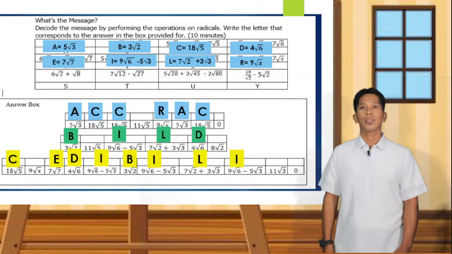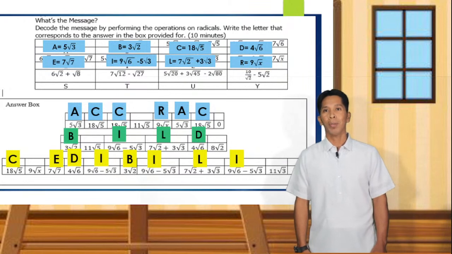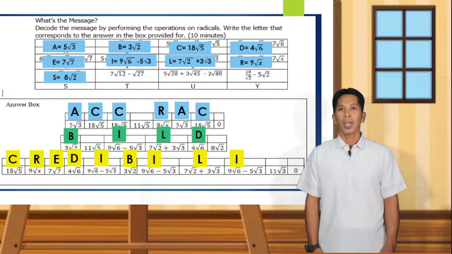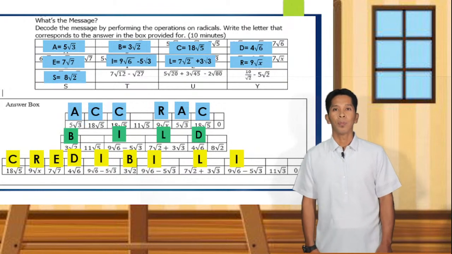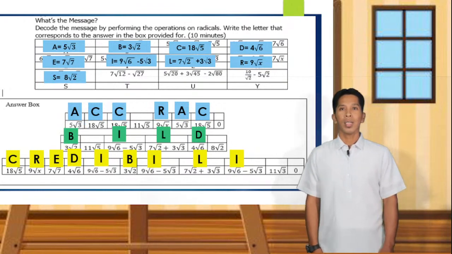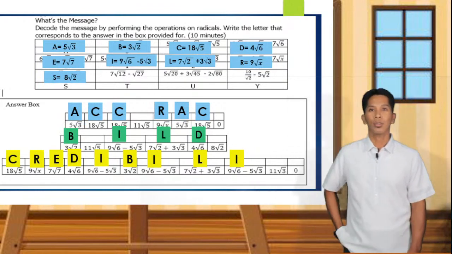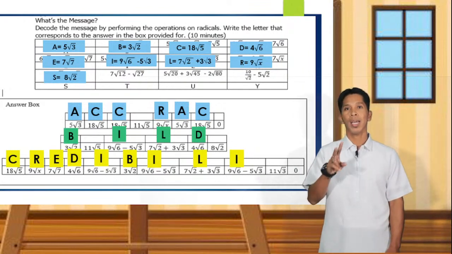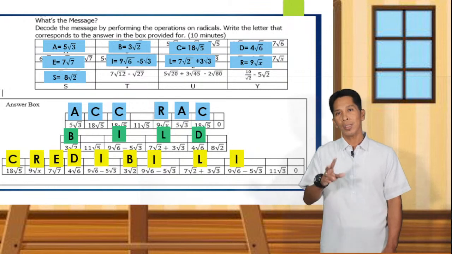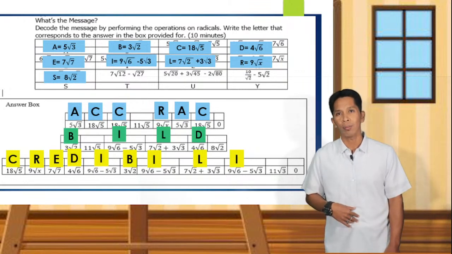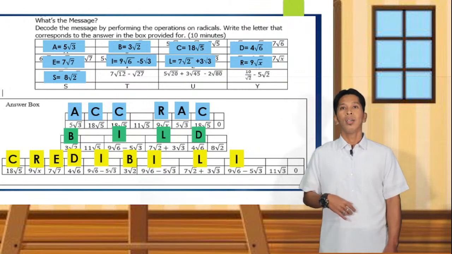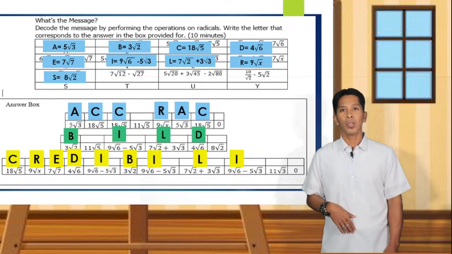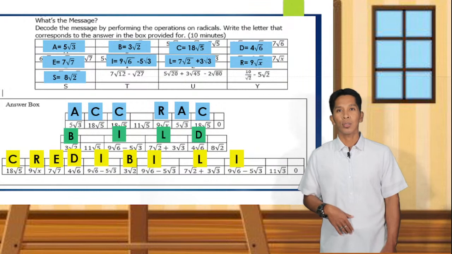Yes, it is 2 square root of 2. So combining that to 6 square root of 2, we have now 8 square root of 2. Next, 7 square root of 12 minus square root of 27. So we simplify square root of 12 and square root of 27. What is the simplest form again of square root of 12? It is, correct, it is 2 square root of 3. And square root of 27 is 3 square root of 3.